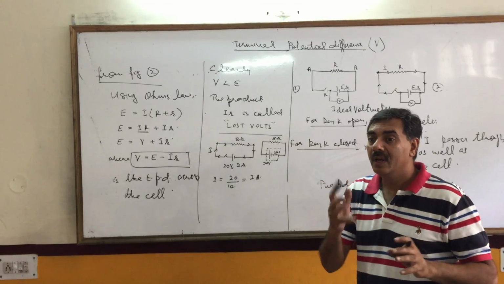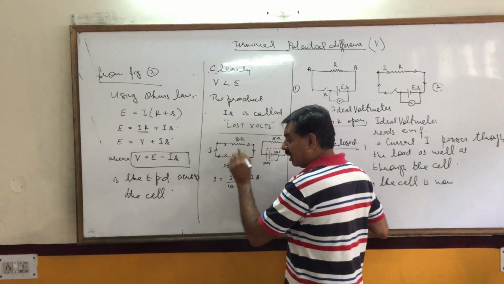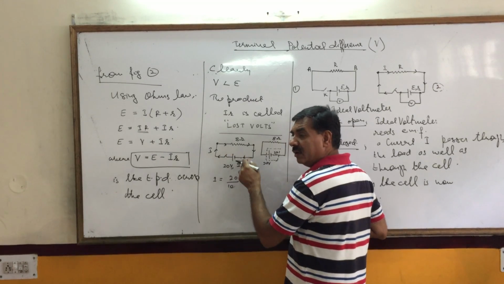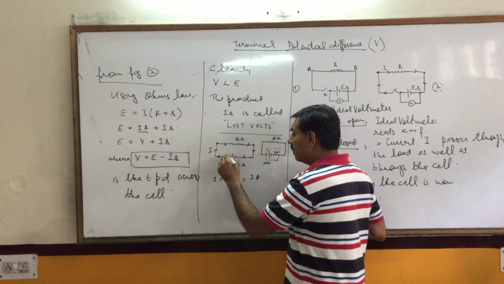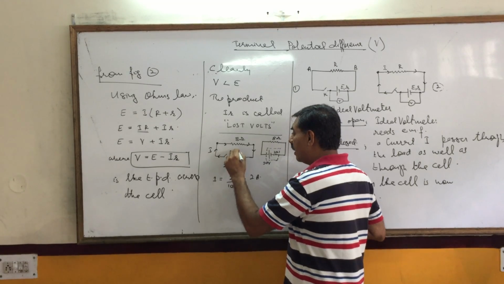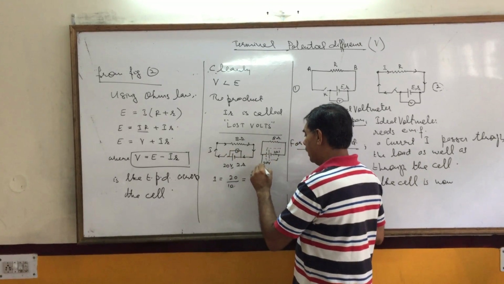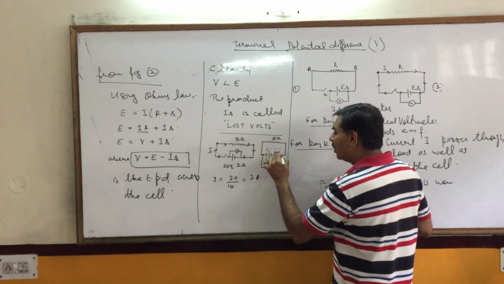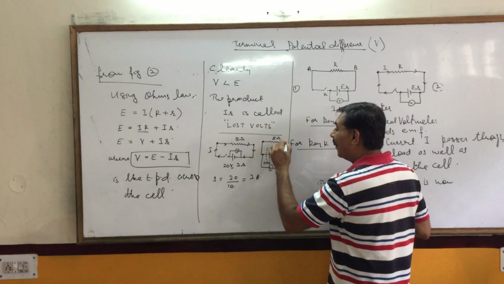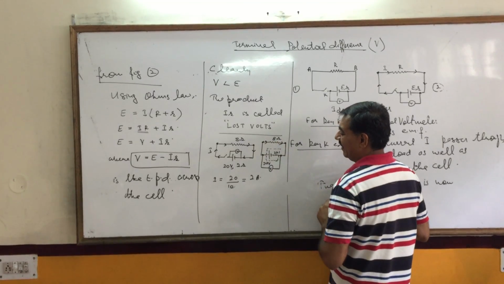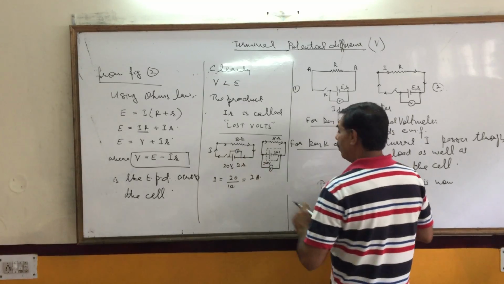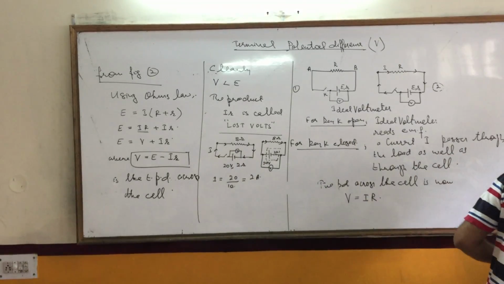Those are the lost volts. If I connect a voltmeter here, when the key is open, it will read 20 volts, and now, with the key closed, it will read 16 volts. This is how questions are made.